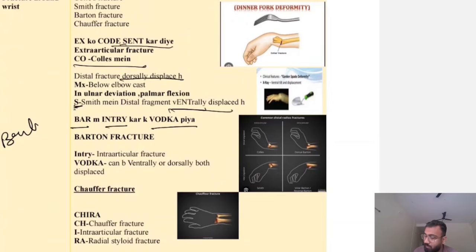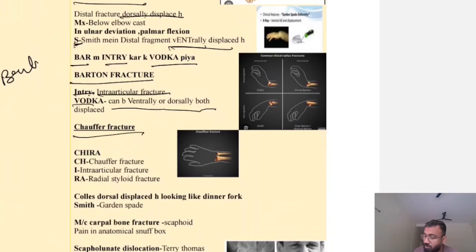What does Barton mean? Barton is an intra-articular fracture, and it can be displaced ventrally or dorsally, both. Next is Chauffeur. What is this Chauffeur? Chauffeur is for Chira. Chauffeur fracture is an intra-articular fracture. It is a radial styloid fracture.